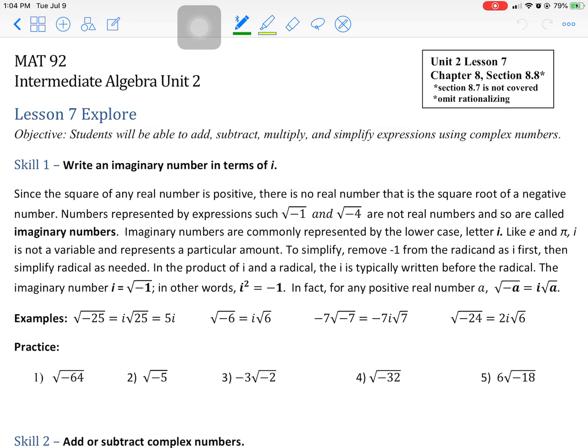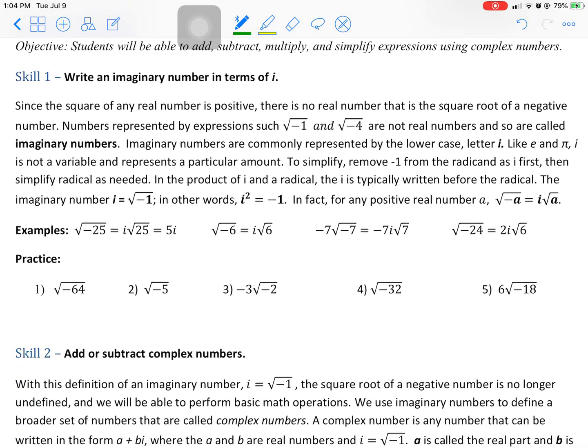All right, lesson 7. Students will be able to add, subtract, multiply, and simplify expressions. So lesson 7 is actually going to be covering 8.8. 8.7 is not covered by this class or this course, and we're not doing all of 8.8. So this is what we're doing. Add, subtract, multiply, and simplify using complex numbers. Complex numbers is new. Imaginary numbers is new.